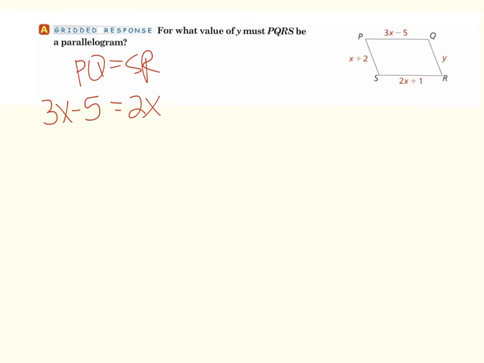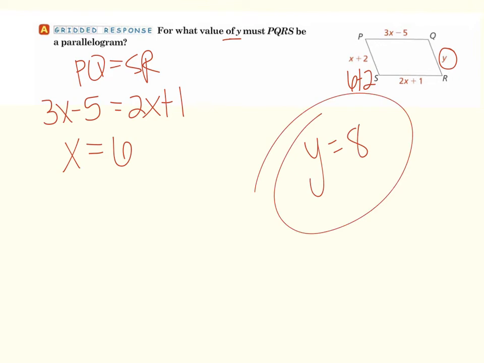Now we solve for x. And we want to solve for x because once we get the value of x, we add 2 to it, and then we get y, which is what it was asking for. So I'm going to go ahead and add the 5 over and subtract the 2x, so I get x is equal to 6. Now x is equal to 6. 6 plus 2 is 8, so y is equal to 8. If y is equal to 8, that means that this PQRS is a parallelogram.